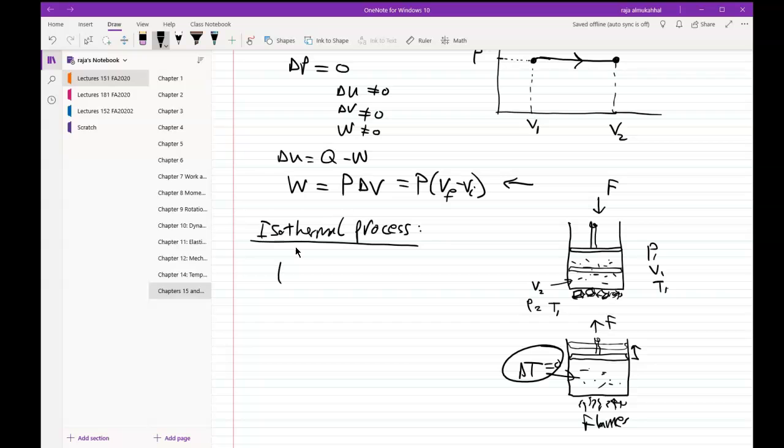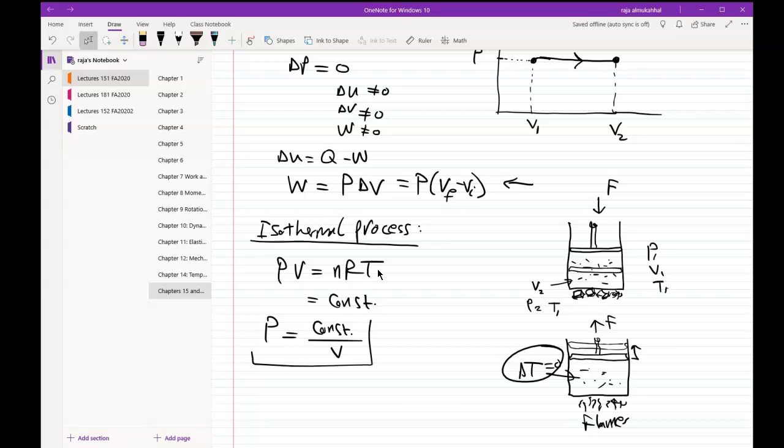And if I go back to my ideal gas law, the pressure will change, the volume will change, but n, R, and T will be constant. See what I'm saying? So it will look something like that. This nRT is constant because I'm keeping the temperature the same. That's the reason why we call it isothermal. So in this case, I'll have P equal to a constant divided by volume. I'll have a formula that looks something like that, okay?